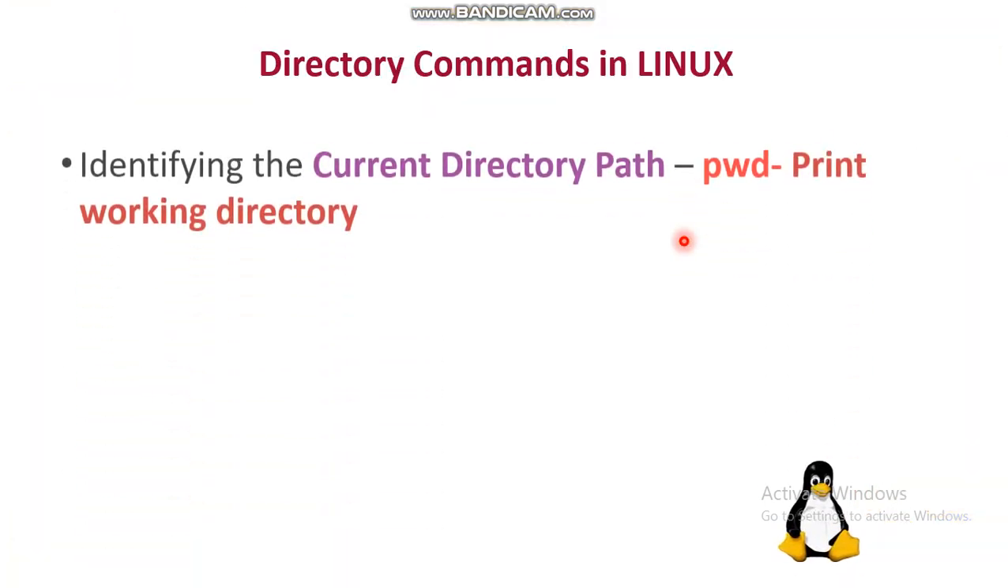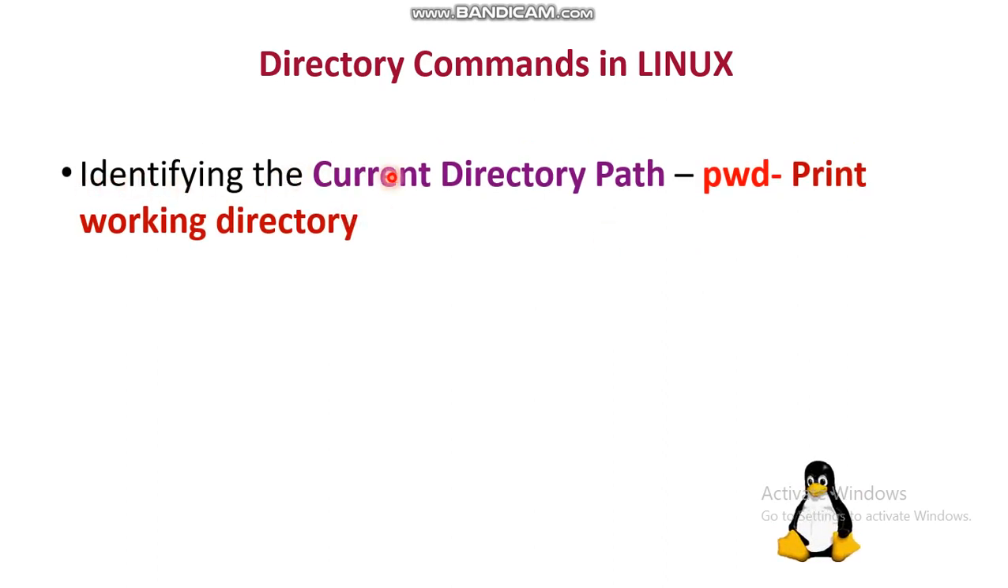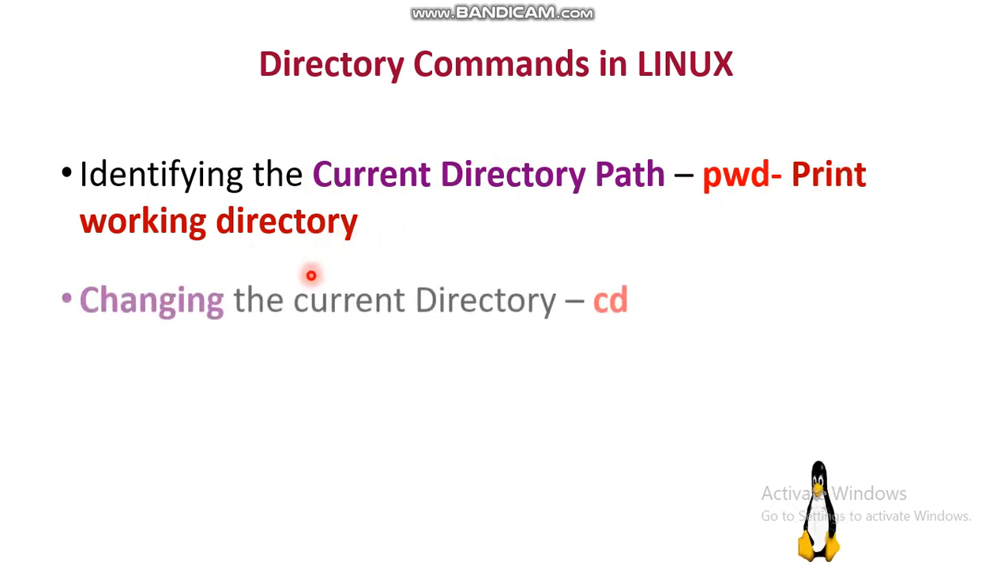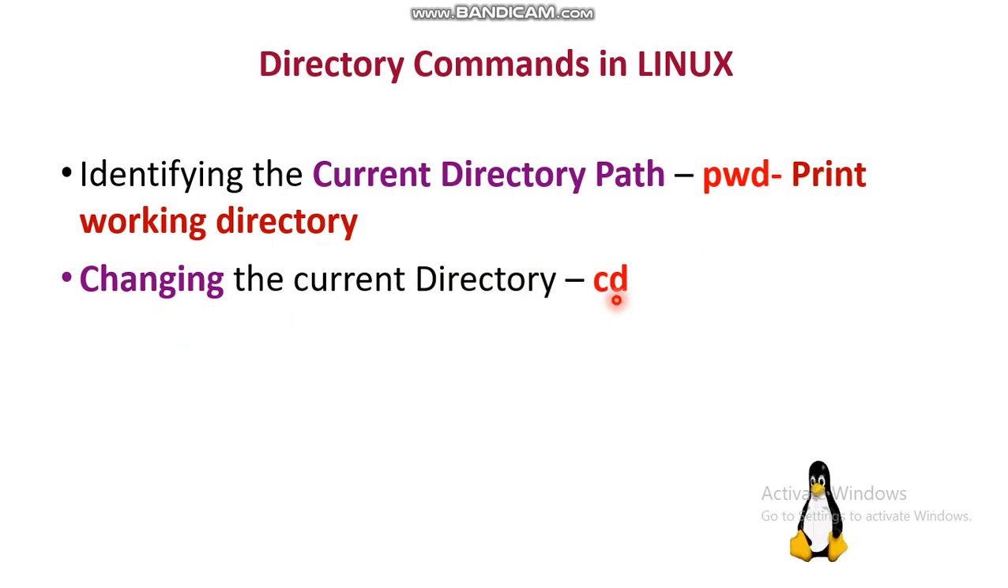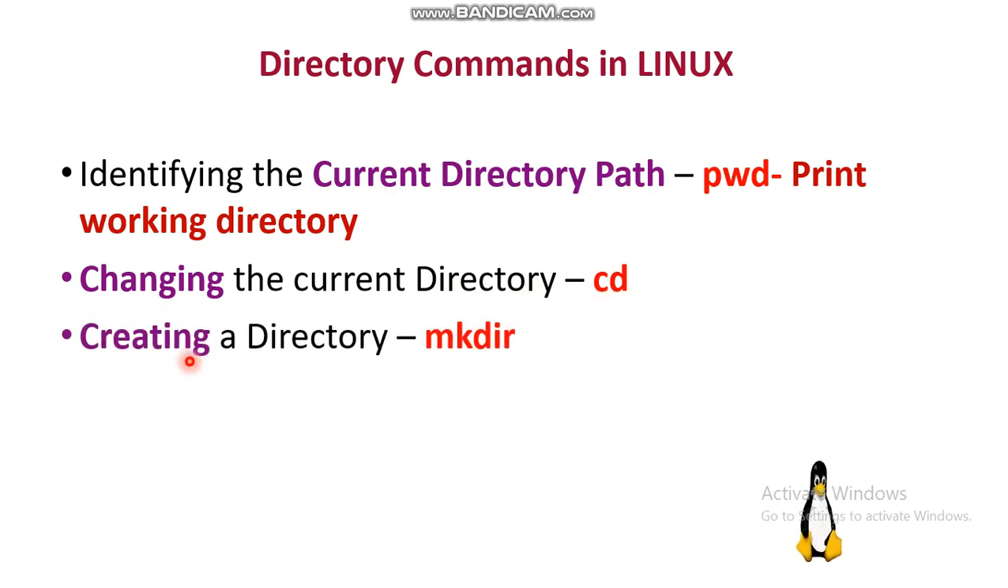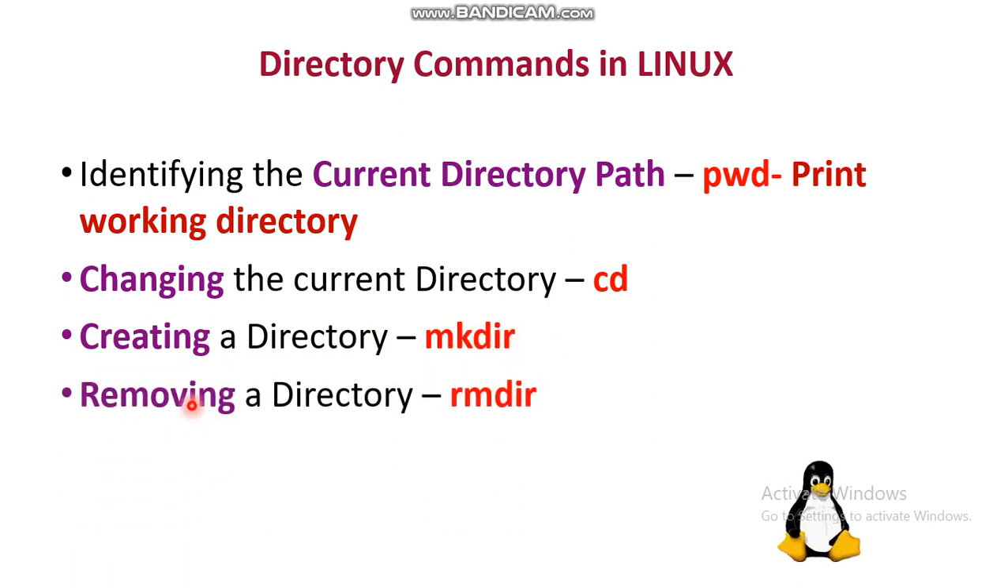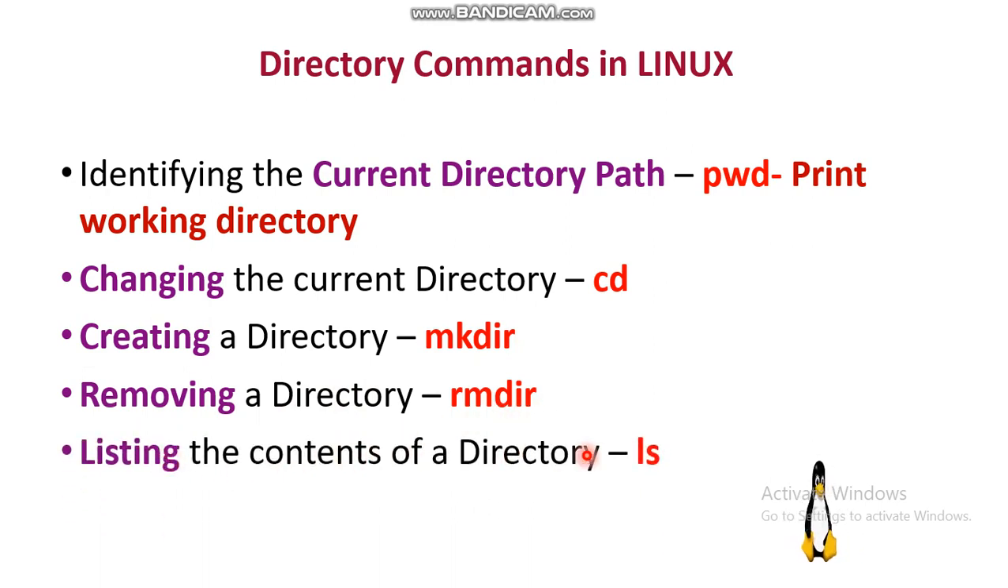The directory commands in Linux are: first one, to identify the current directory path, the pwd (print working directory) command is used. To change the current directory, the cd command is used. To create a directory, the mkdir command is used. To remove a directory, rmdir is used. To list the contents of a directory, the ls command is used. So totally in Linux there are these 5 commands: pwd, cd, mkdir, rmdir, ls that we are going to see in detail.